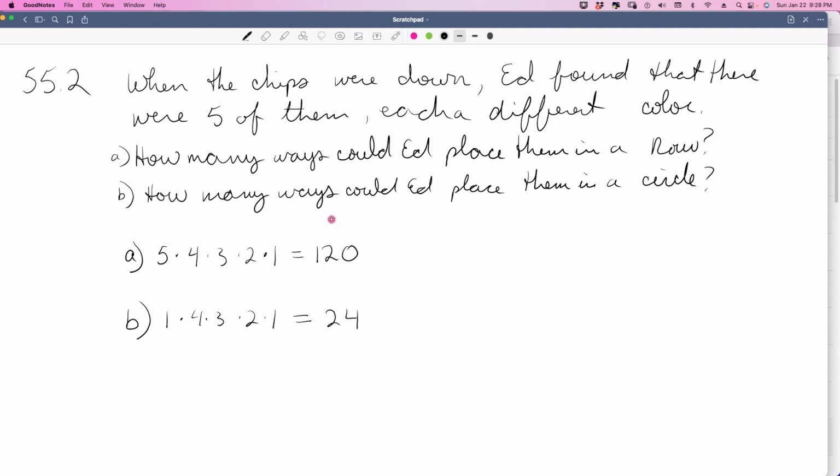Now, before we move on to distinguishable permutations, notice that we had 5 chips here and each of them was a different color. What if some of those had been the same color? How would we have been able to tell, if we had 2 reds, which red was in this position versus the other red being in the other position, and how do we know they're not swapped? So that is what distinguishable permutations is all about. So let's talk about that.